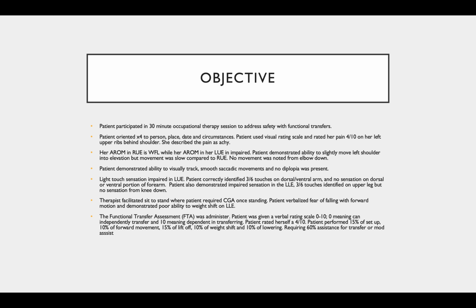This is how we wrote our objective statements in an outpatient clinic that I was at for my Level 2A. Especially during the evaluation process, we would have little topics of cognition, pain, vision, and we wrote our findings underneath each.